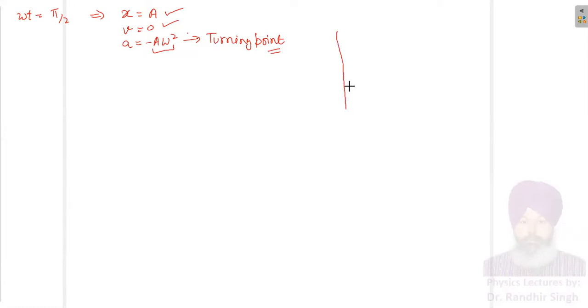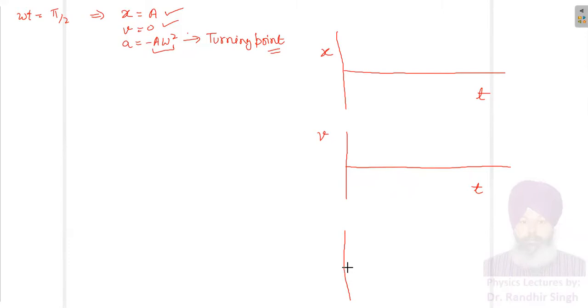Graphical description is like this. So this is x versus t graph. This is v versus t graph. This is a versus t graph. So x is actually a sine omega t. Instead of t, I will use omega t everywhere. So the sine graph will be very simple. It will be like this.